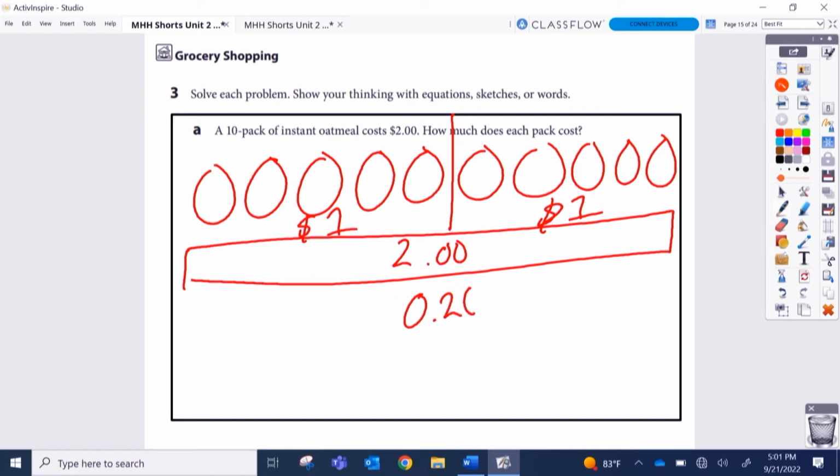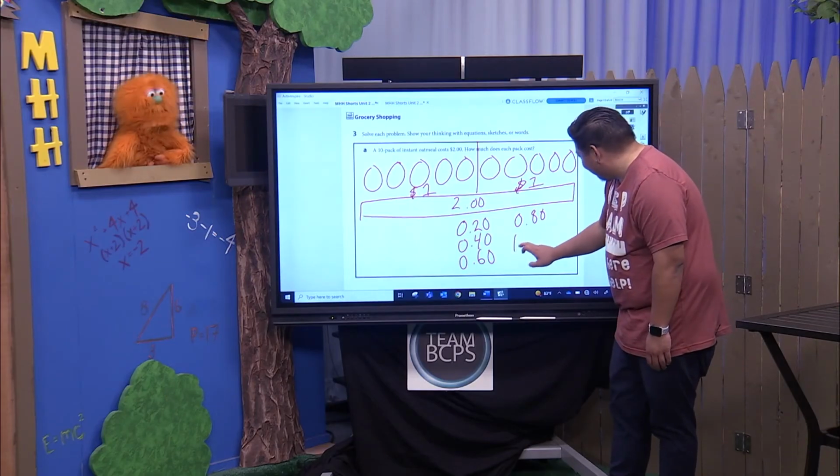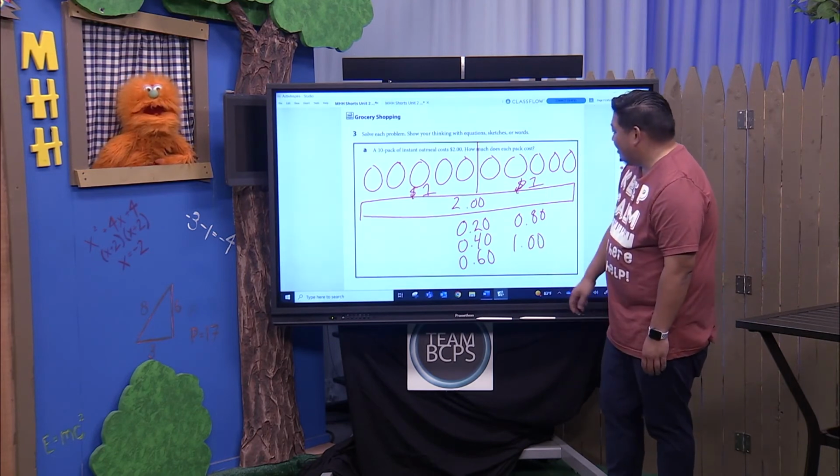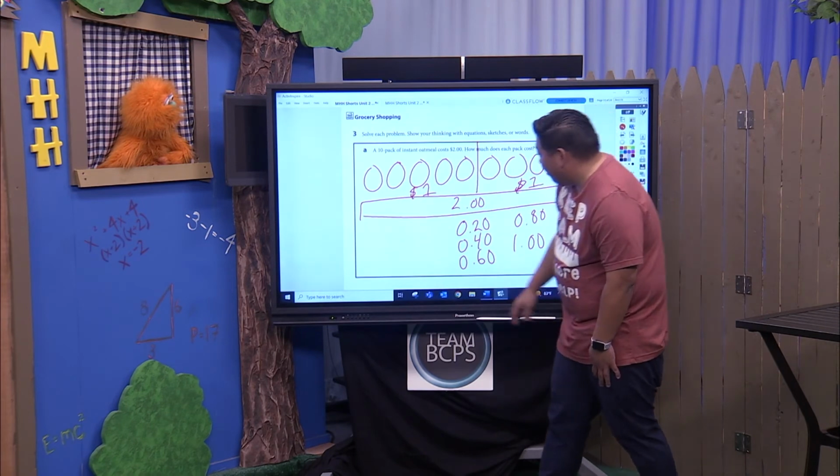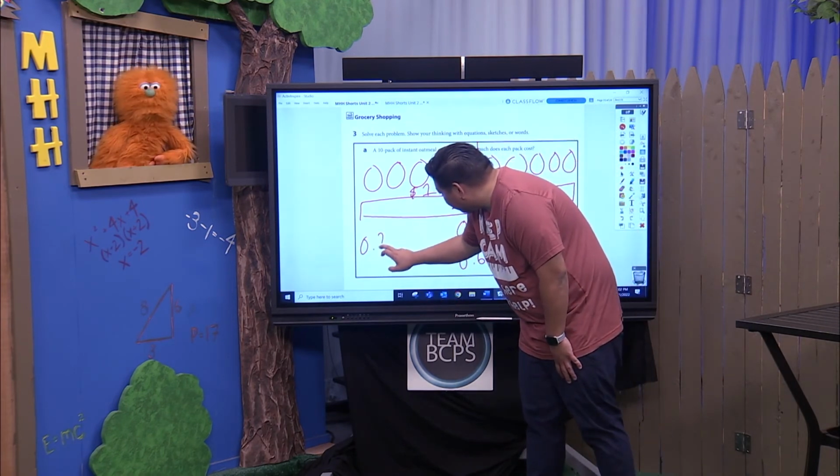So if we start with 20 cents, another 20 cents would be 40. Another 20 cents would be 60. Another 20 cents would be 80. And another 20 cents would be $1. We did it. So each pack would be 20 cents a piece. That's a pretty good deal, I think.